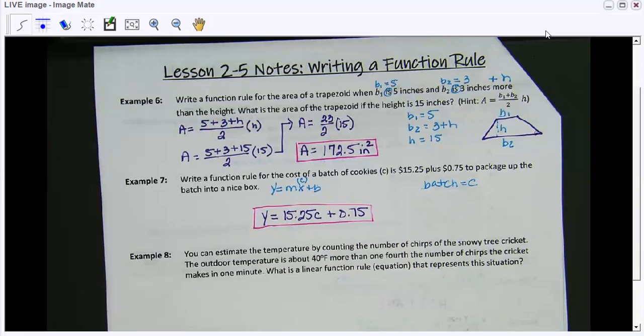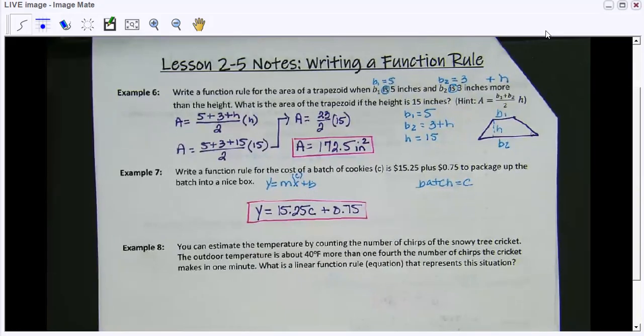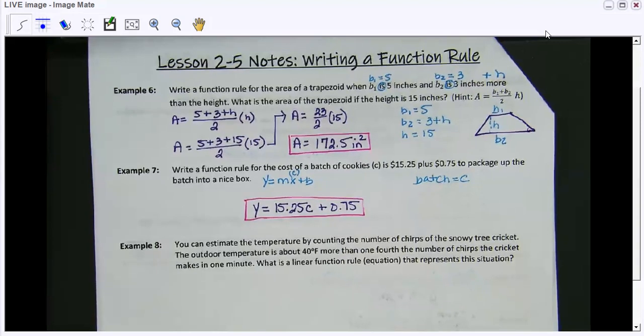So you can estimate the temperature by counting the number of chirps of the snowy tree cricket. So basically, if you want to know how cold it is outside, listen for the snowy tree cricket and count how many chirps it makes. And I'm pretty sure this is true in some parts of the world. I just don't know which ones. So the outdoor temperature is about 40 degrees Fahrenheit more than 1/4 the number of chirps the cricket makes in 1 minute. What is a linear function rule equation that represents this situation?